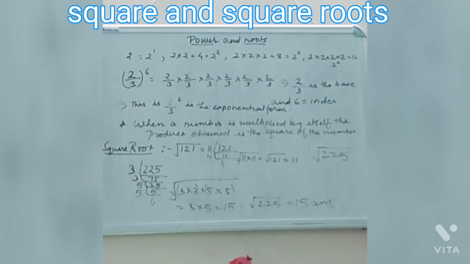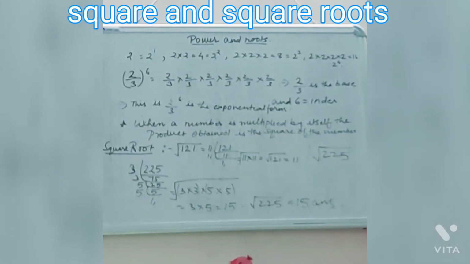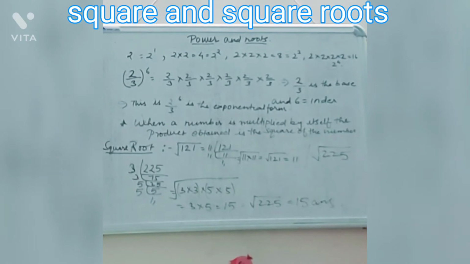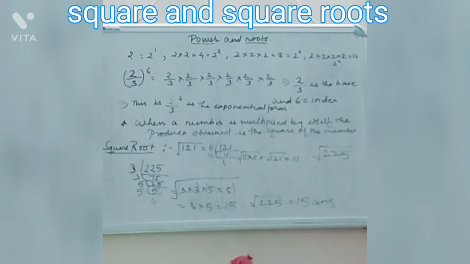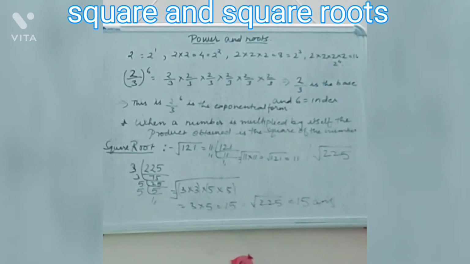Power and roots. So what do we mean by power? When we write just 2, we write 2 and 1 at the top, and this 1 is called the power. So 2 to the power of 1. Now, when we write 2 into 2, the answer is 4. But how many times have we written 2? We have written it twice. So we write 2 at the top, and the power is 2 to the power of 2 or 2 squared.